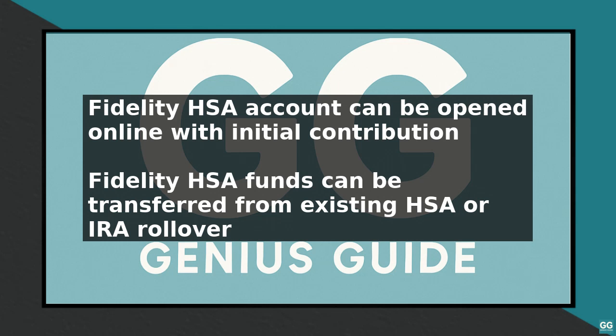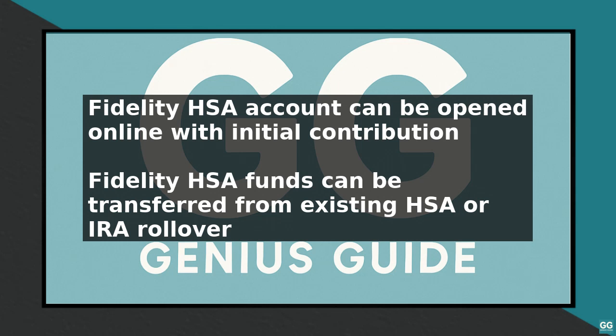Using your Fidelity HSA. To use your Fidelity HSA, you can pay for qualified medical expenses directly from your account. You can also use a debit card or checks to pay for expenses. It is essential to keep receipts and records of your expenses in case of an audit.